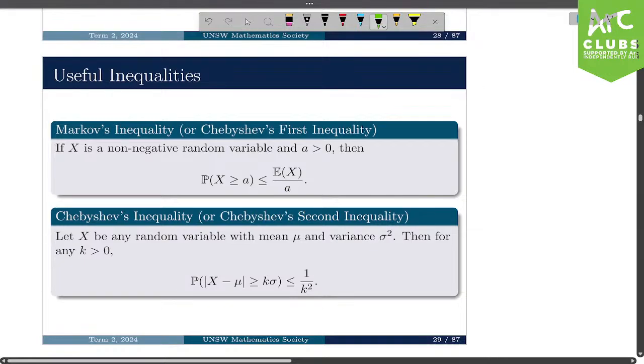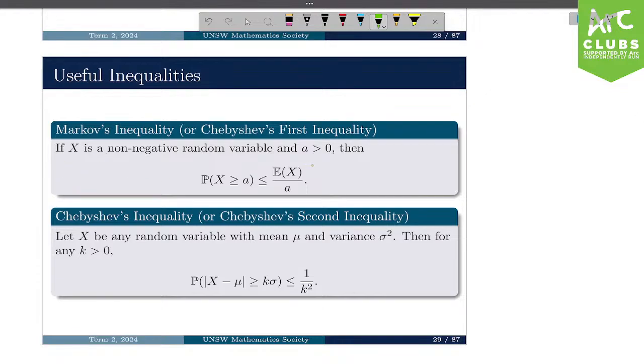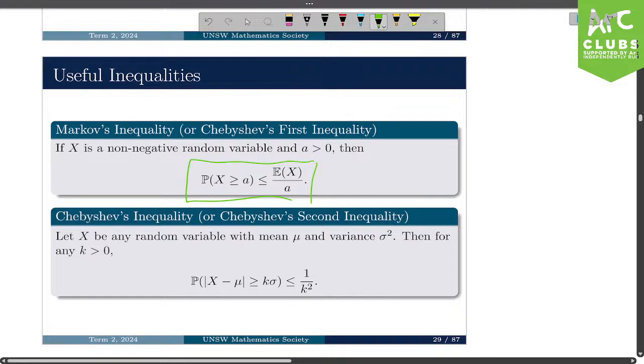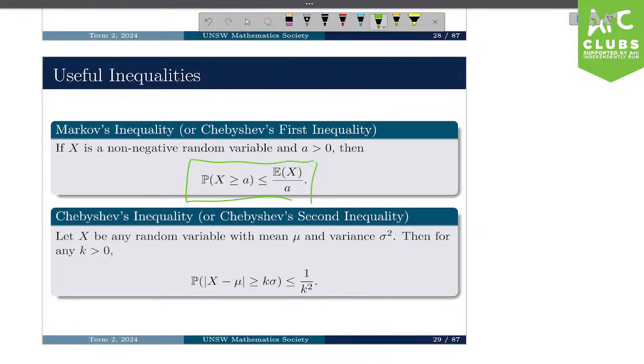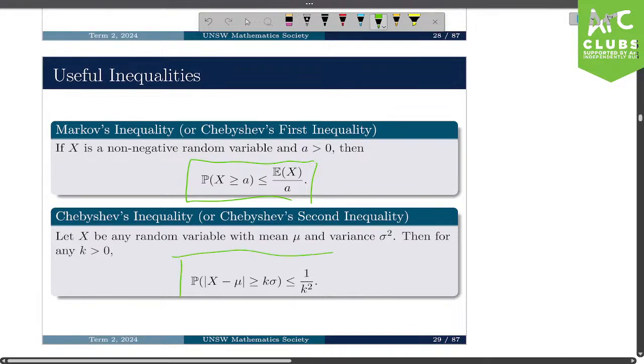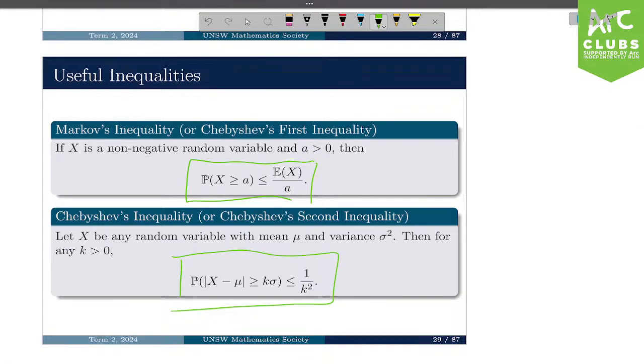We have inequalities. We have Markov's inequality, or Chebyshev's first inequality, which just says that the probability that the random variable x is greater than a is bounded from above by the expectation value of x divided by a. There's not really too much intuition for these kinds of inequalities, even this one right here. They're just really things to memorize. I did the course last year and I have completely forgotten these, but hopefully for your exams you can remember them, or hopefully maybe they're on a formula sheet. I don't think so though.